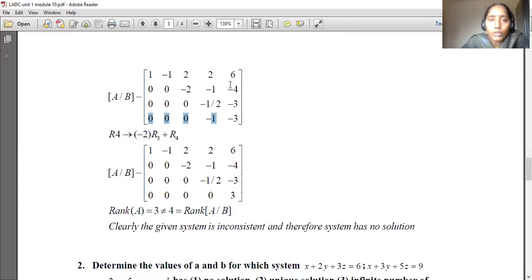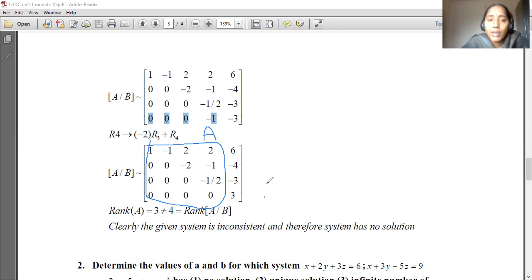Now, what is the rank of A here? Rank of A means, this is our A. In this matrix A, what is the number of non-zero rows? The number of non-zero rows is 3.